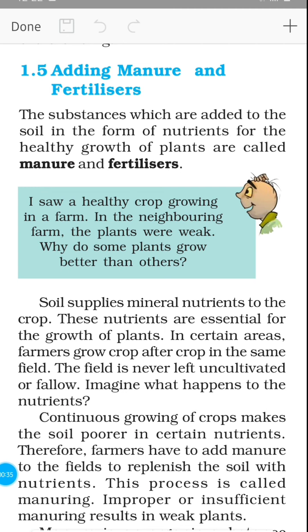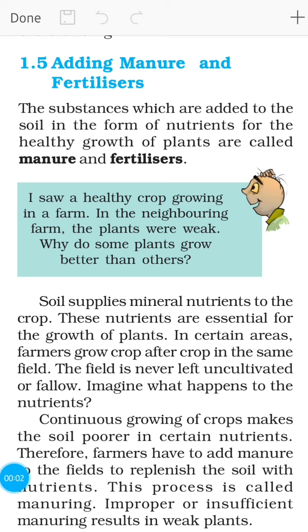In certain areas, farmers grow crop after crop in the same field. So, when a crop is grown in the field, it absorbs the nutrients from the soil. And the nutrients in the soil become less. When the next crop is grown, it will get less amount of nutrients. If we grow the third crop, it will get lesser nutrients. Likewise, if we keep on growing crop after crop in the same field, the nutrients will be so less, that is, the plants will not get enough nutrients for their growth. So, continuous growing of crops makes the soil poorer in certain nutrients.